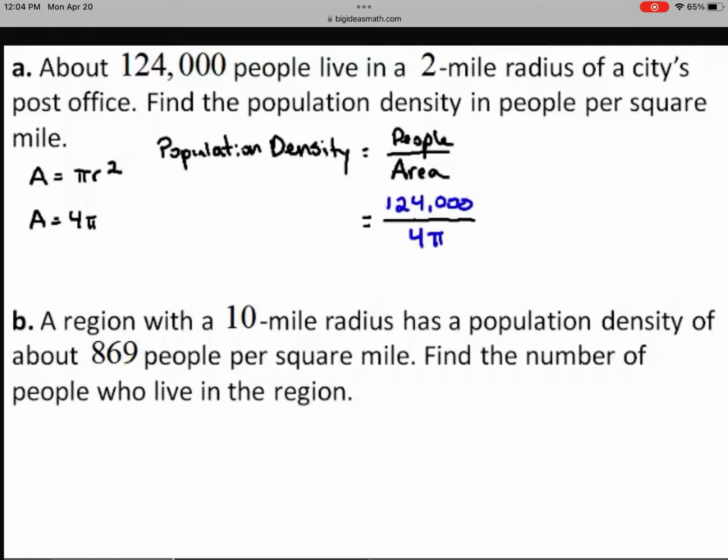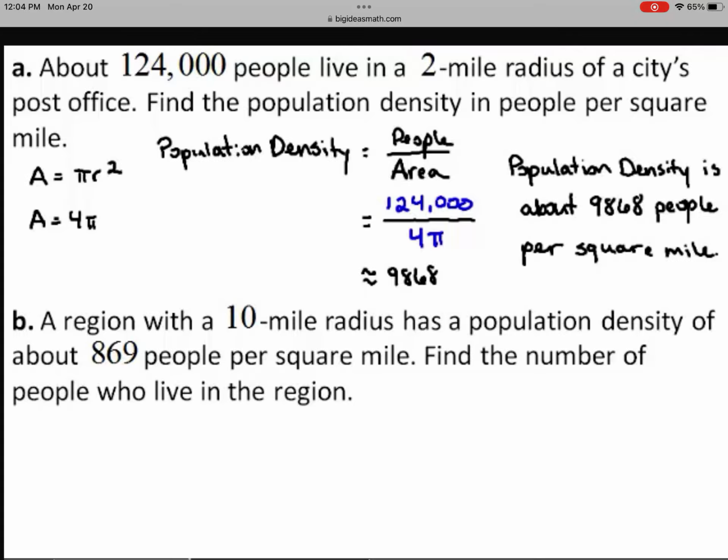124,000 divided by 4 pi, which is about 9,868. So the population density is about 9,868 people per square mile.